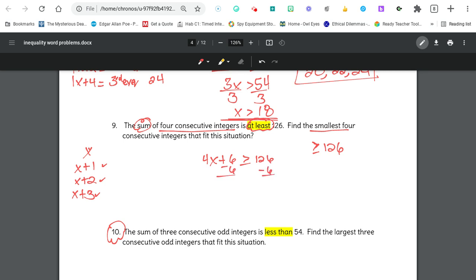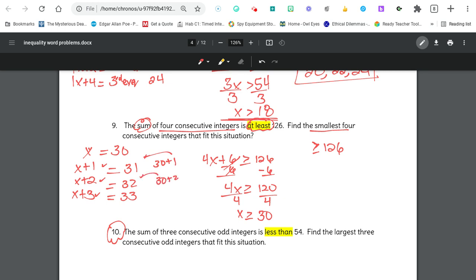Subtract 6 from both sides. So you know what, 4x greater than or equal to 120. Divide both sides by 4. And x is greater than or equal to 30. Because it has equal to, I can say the smallest one is 30, okay? I can say this is one more than that, which is 31. That's 32. That's 33. And I don't care if you said 30 plus 1, that's how we got 31. Or 30 plus 2, and that's how we got 32. And then it would be 30 plus 3. So I'm looking at 30, 31, 32, and 33.